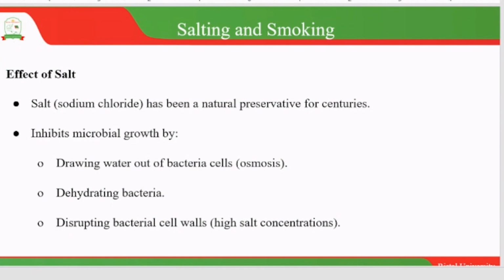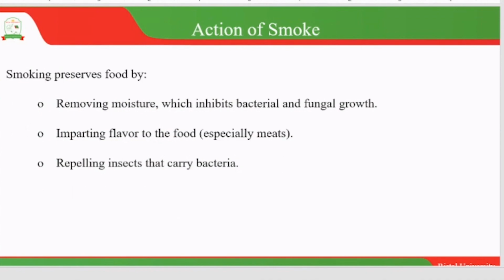So when we talk about the way the salt works, we are looking at drawing water from bacterial cells, which causes dehydration of the bacteria and also disrupts the bacterial cell wall, due to the high salt concentration. So when these bacterial cells are destroyed, we look at a reduction in microbial growth, leading to a reduction in spoilage.